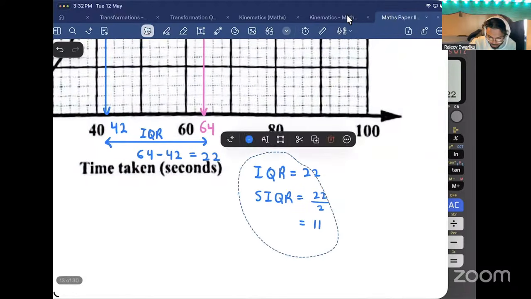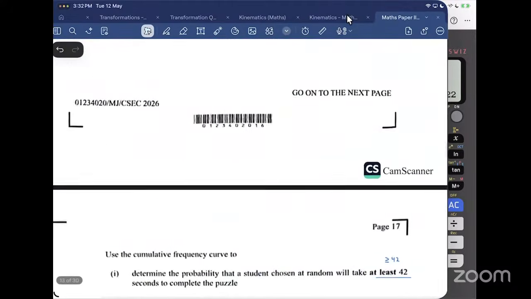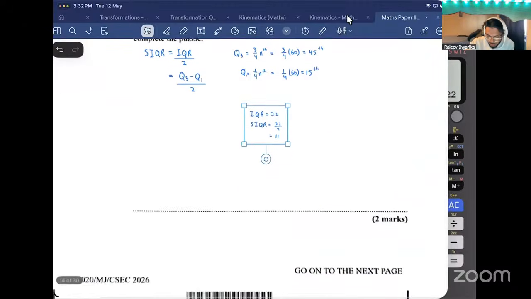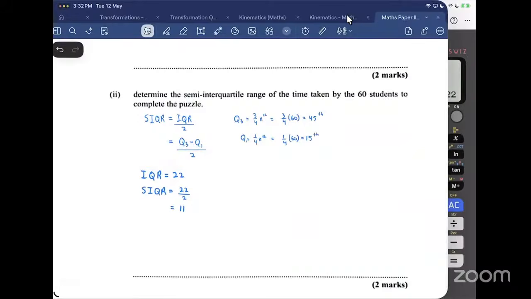One question, sir. Would I get some marks for the formula and those things? Yeah, you get some marks for that. The question was worth 2 marks, you might get 1 mark. All right. Let's move on.